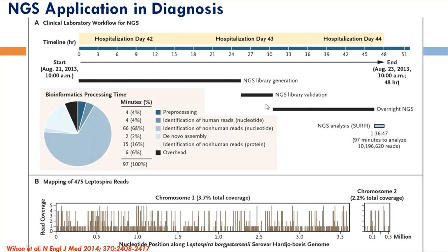Even this experiment could be automated. Since it was the first time, it took so much time. If it is being done regularly, it's possible that it could be automated and the entire procedure could be over in 1 or 1.5 days. That's a very good time span for diagnosis, right? So that's a very interesting case study, which shows us that NGS can also be successfully applied in diagnosis of disease.